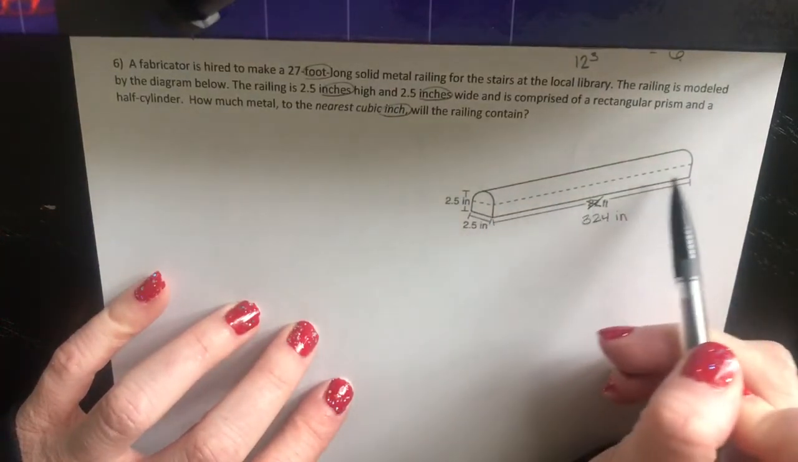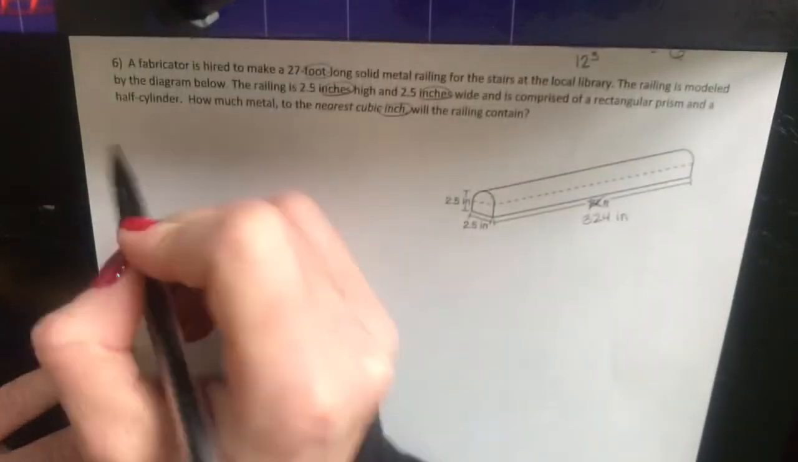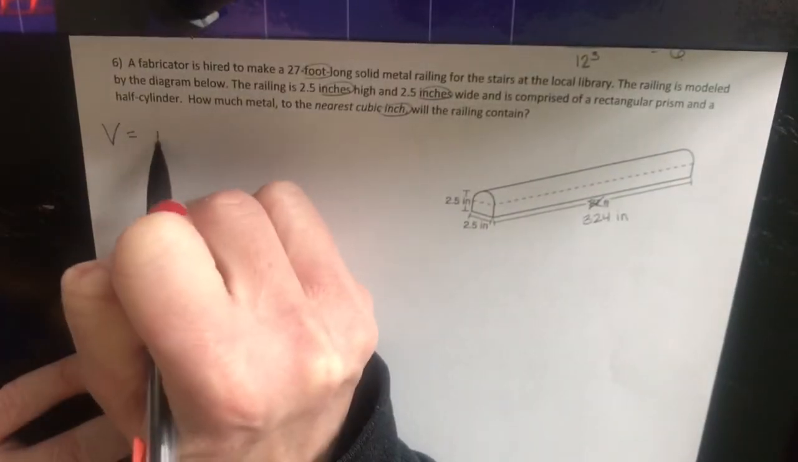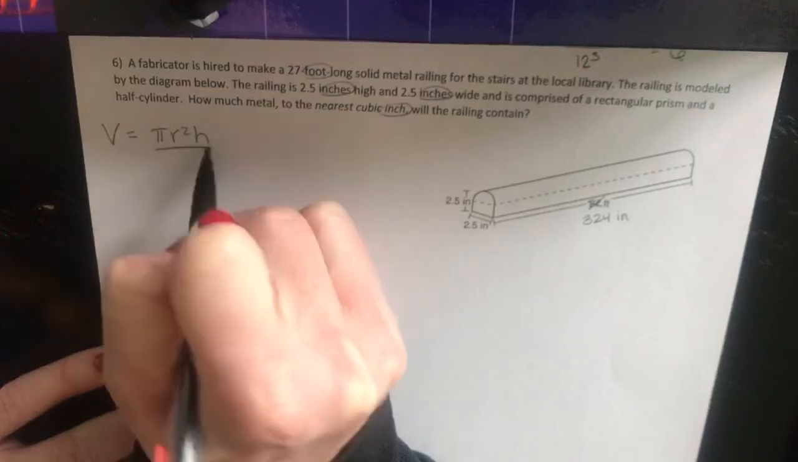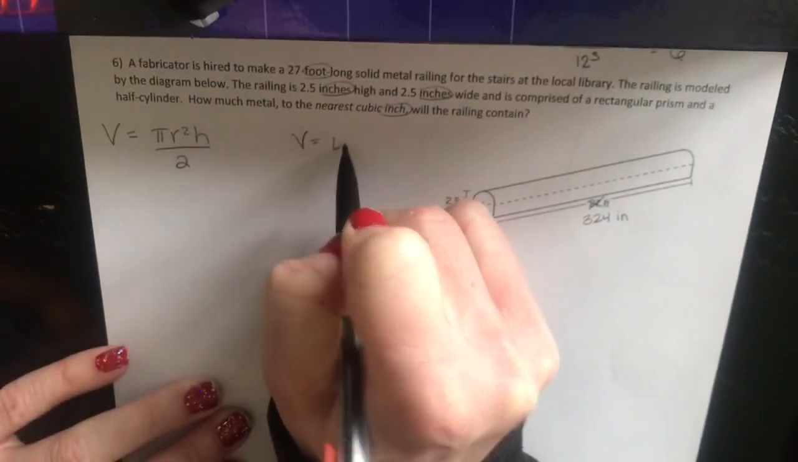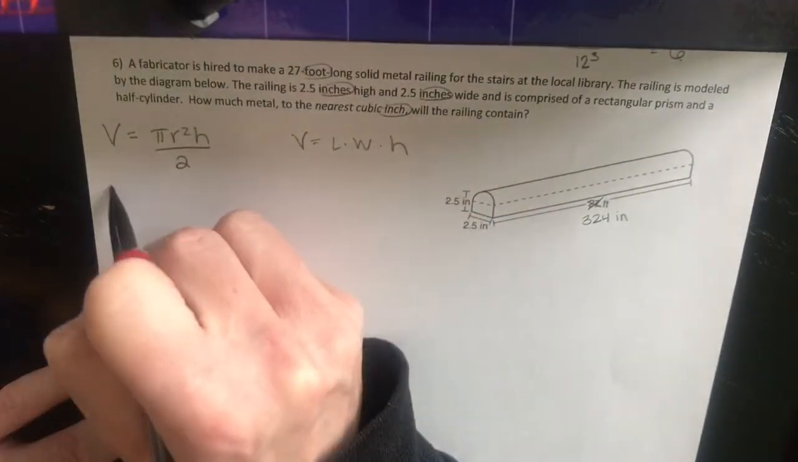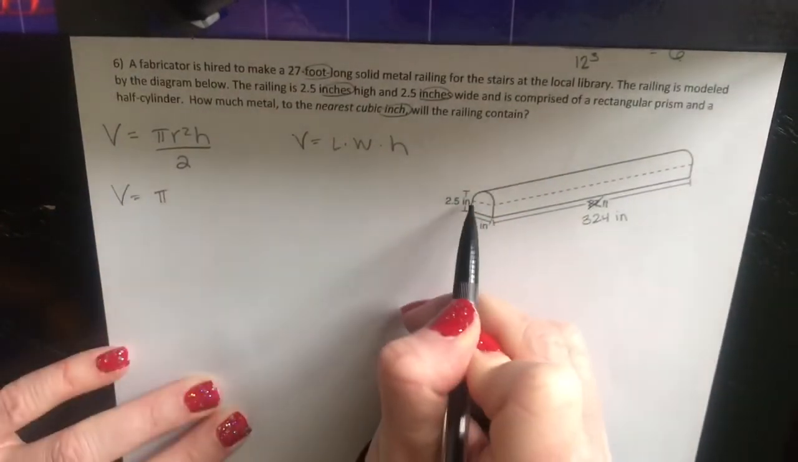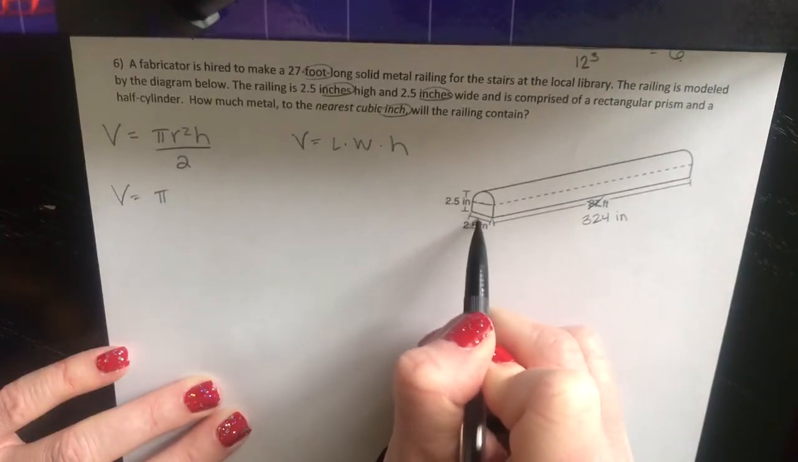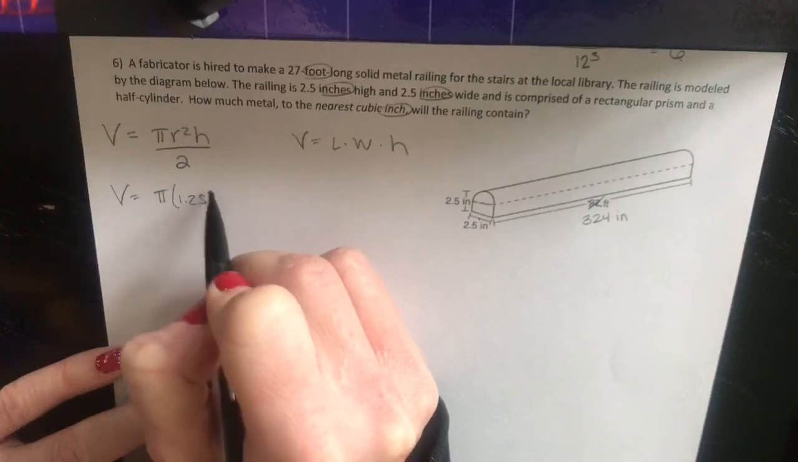So it tells us this is a rectangular prism, and this is a half cylinder. So I'm gonna write 2 formulas. I'm gonna write pi r squared h divided by 2, because it's a half cylinder, and I'm gonna write length times width times height, because it's a rectangular prism. So the half cylinder, if you take a look, the radius is going to be half of this. It's going to be half of 2.5. So it's going to be 1.25 squared.